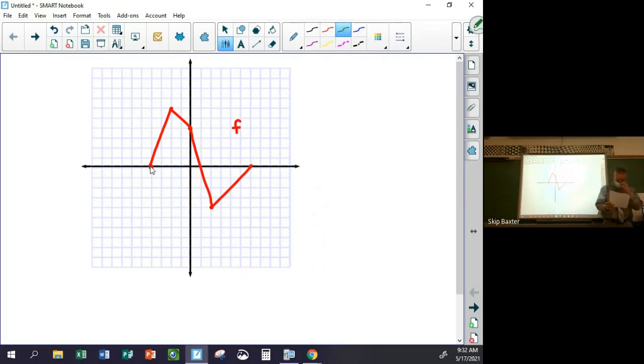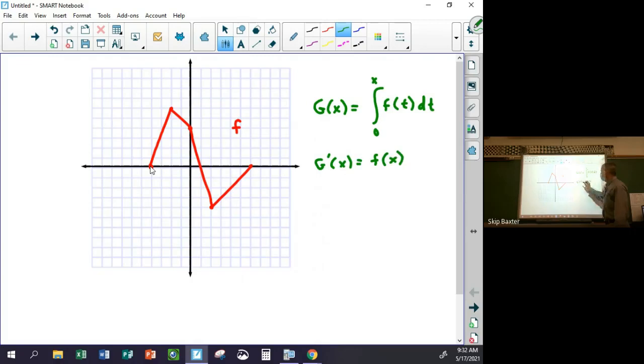All right. So here's the graph of f, and they're telling us that g of x is equal to the integral from 0 to x of f of t dt. So the first thing you should definitely write is g prime of x equals f of x. This is really g prime. That's the most important step of this problem, is recognizing that fact.